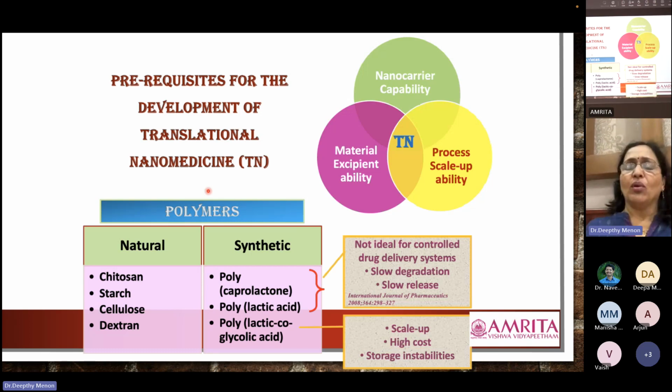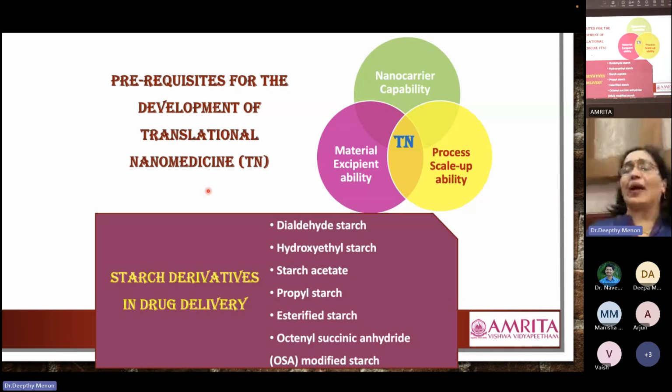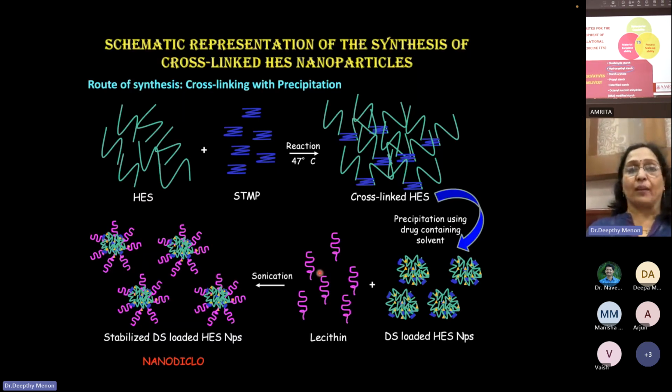So in this particular study, we focused on starch. It's a very cheap material, easily available and used in varieties of forms. You see, a lot of starch derivatives are there, of which hydroxyethyl starch is a commonly used clinical material, a plasma volume expander as an injection. So why not select that? We started our experiments on hydroxyethyl starch to encapsulate diclofenac sodium.